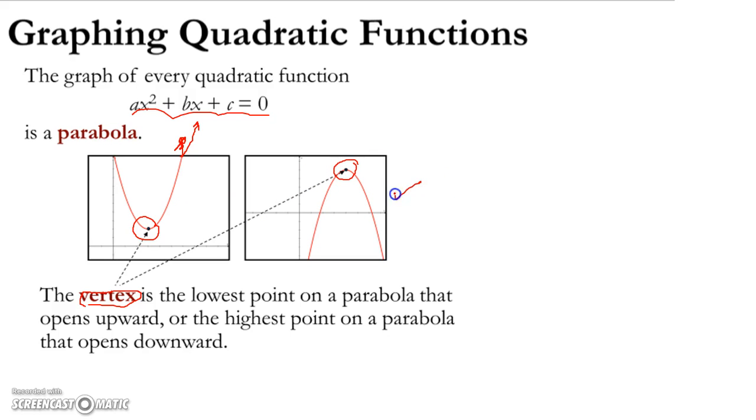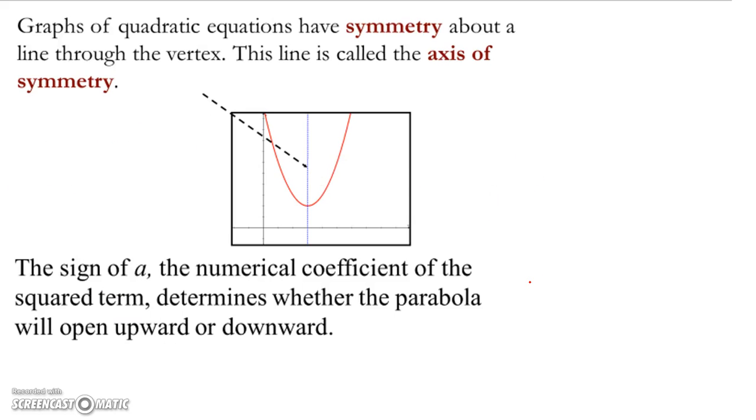And remember, in this case, on the graph on the right, the discriminant, b squared minus 4ac, would have to be negative. And on this one, your discriminant would be a positive number. And that vertex, which is that point right here, has symmetry through this line, this blue dotted line, which is called the axis of symmetry.